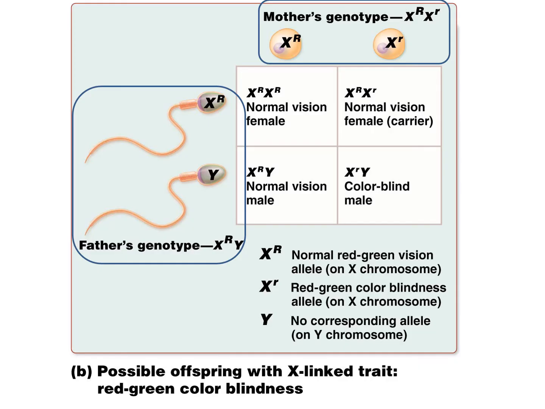And we do the Punnett square. So here's the mother's genotype. She can give an allele X capital R and X little r. The father can give the normal X allele, X capital R, and his Y chromosome.